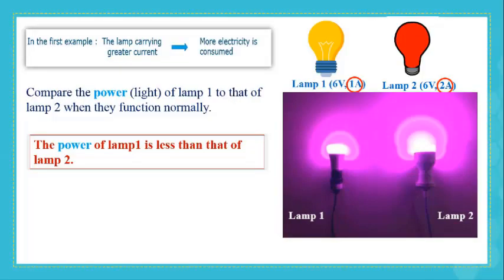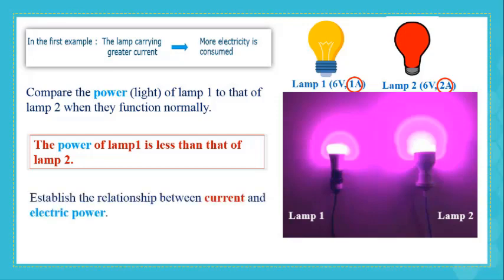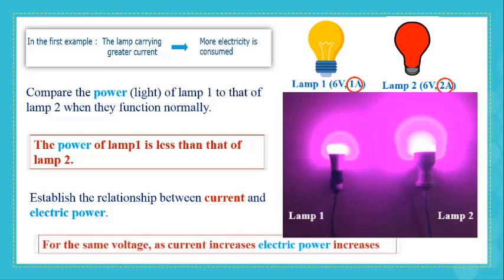So, the more the current carried by an electric device, the more the consumed electricity, which means the more the electric power. Let's establish a relationship between current and electric power. For same voltage, as current increases, electric power increases.